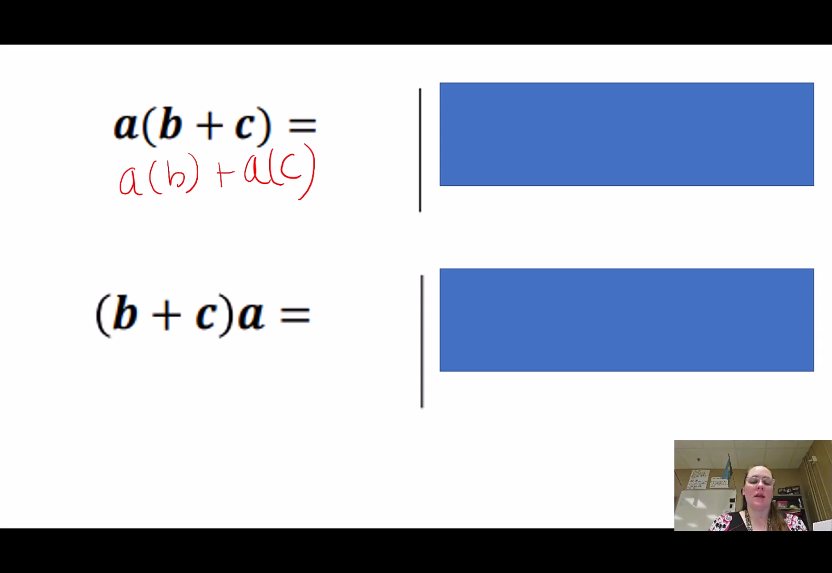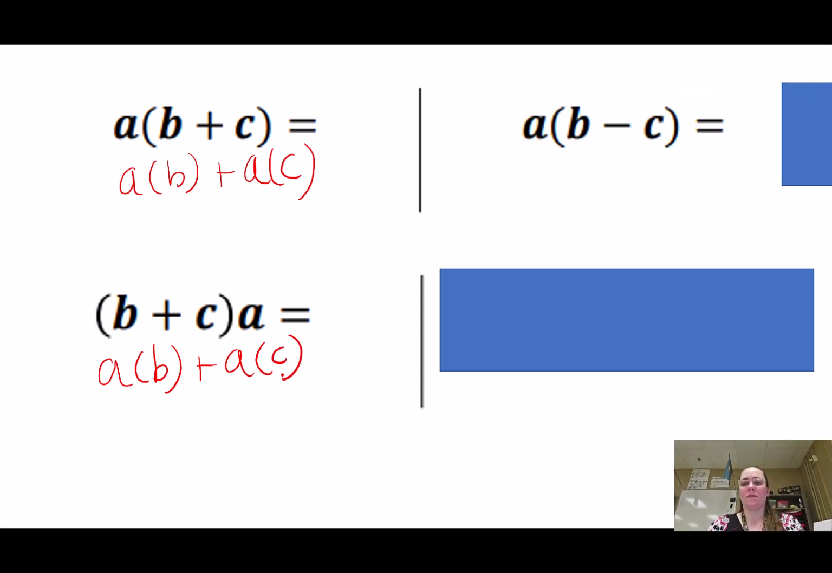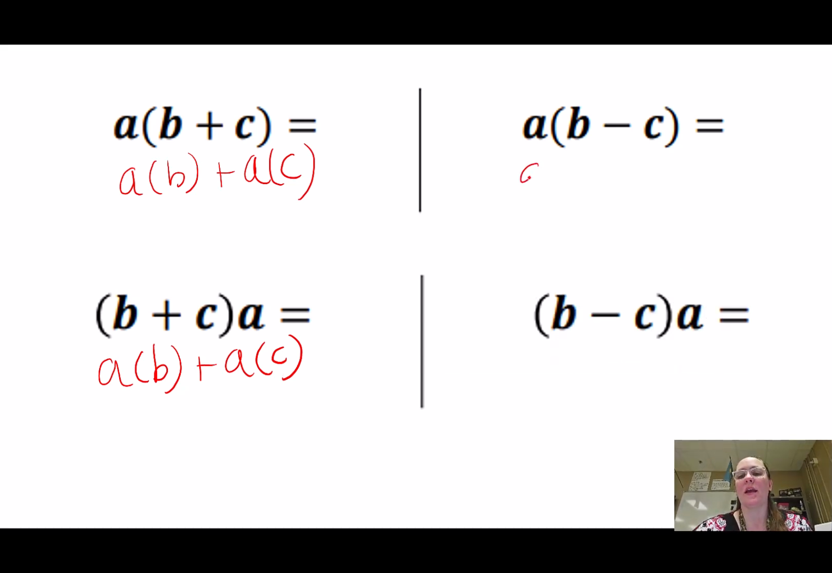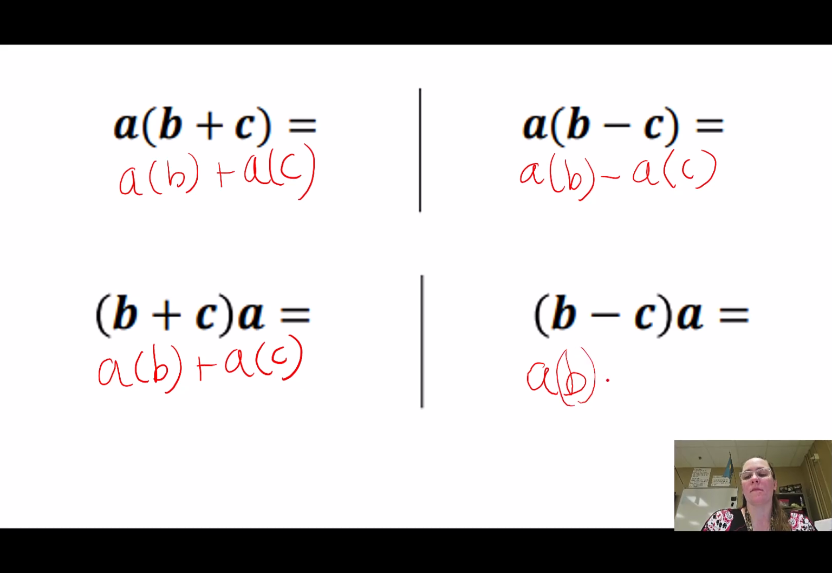Okay? It works the same way if the A is at the end, so it's still A times B plus A times C. Okay, with subtraction in the middle, it works the same as well. Here I would get A times B minus A times C. And again, if the A is at the end, it still works the same way. Oops, that was a terrible A there. Okay, so that's what the distributive property is, and that's what it tells me.